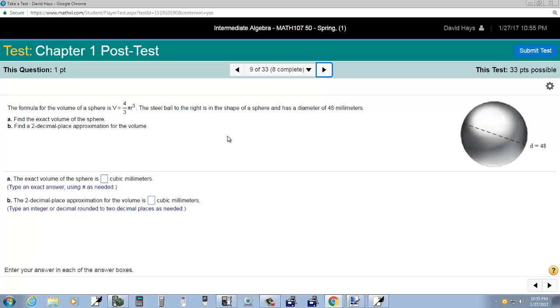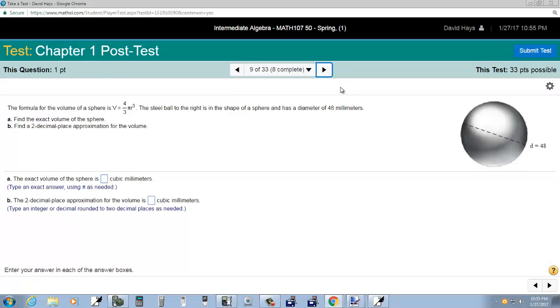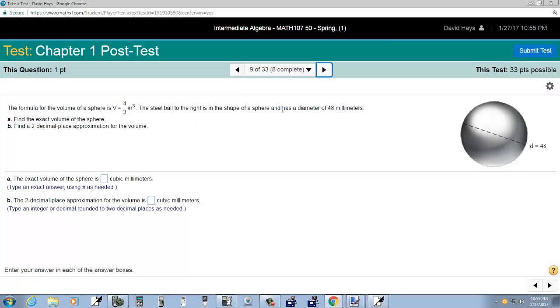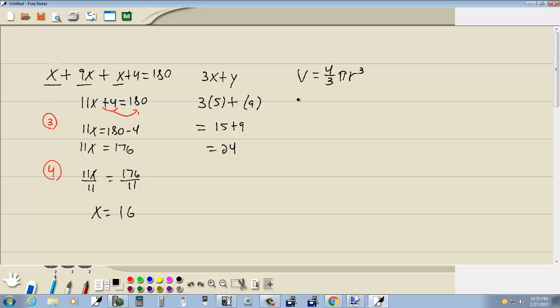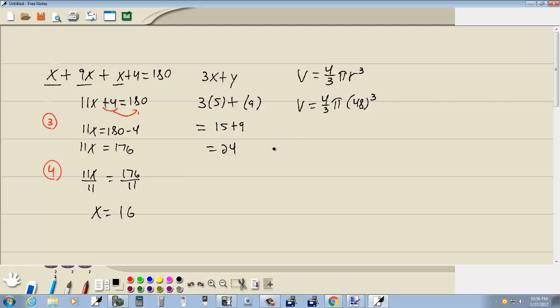The formula for the volume of a sphere is 4/3 pi r to the third. The steel ball to the right is in the shape of a sphere and has a diameter of 48 millimeters. Okay, so that would be my r. It says find the exact volume. So we'll plug in 48 millimeters in for r. Now don't worry about the unit measure because down here it says cubic millimeters. So millimeters, millimeters, I know it's all going to work out.